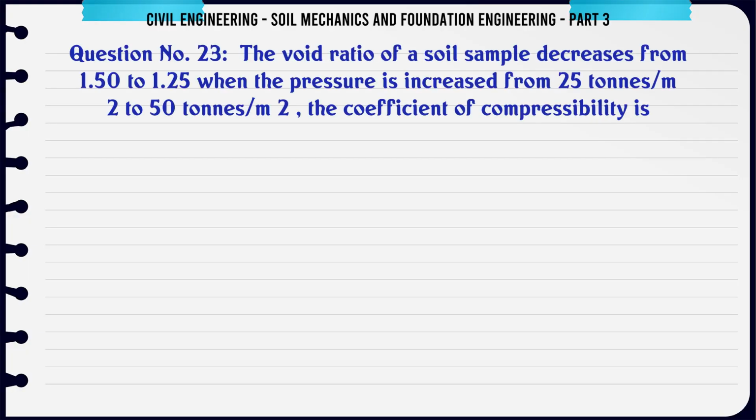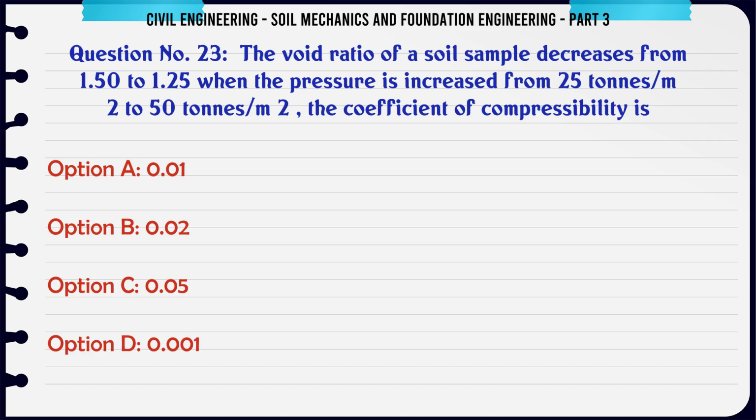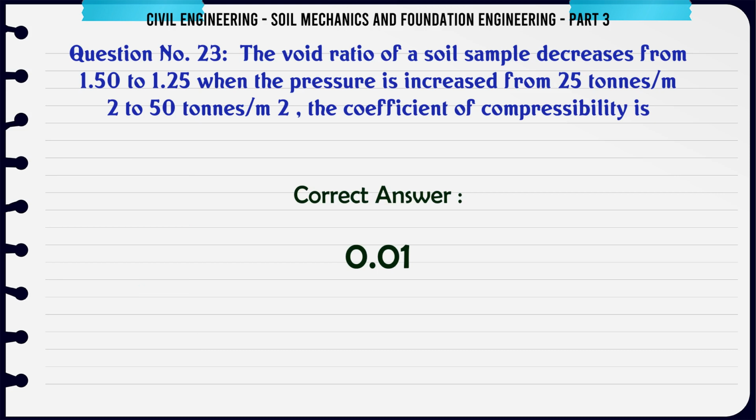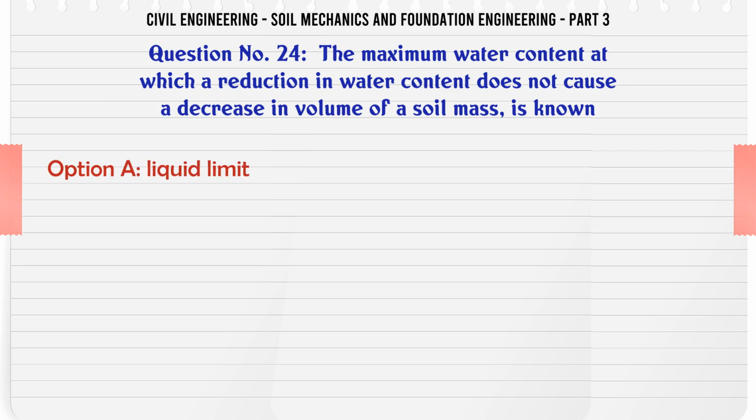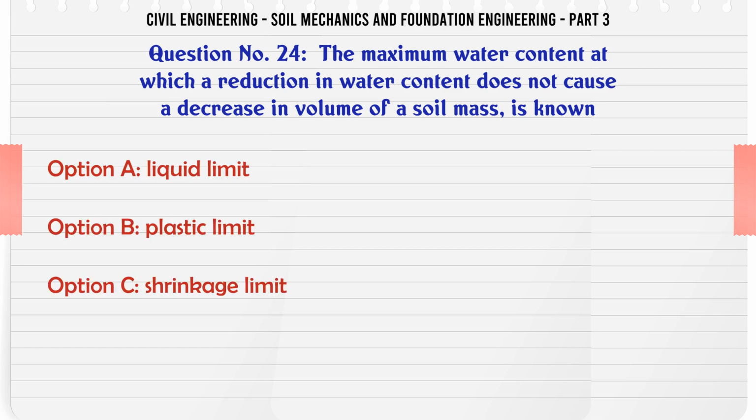The void ratio of a soil sample decreases from 1.50 to 1.25 when the pressure is increased from 25 tons/m² to 50 tons/m². The coefficient of compressibility is: A. 0.01, B. 0.02, C. 0.05, D. 0.001. The correct answer is 0.01.